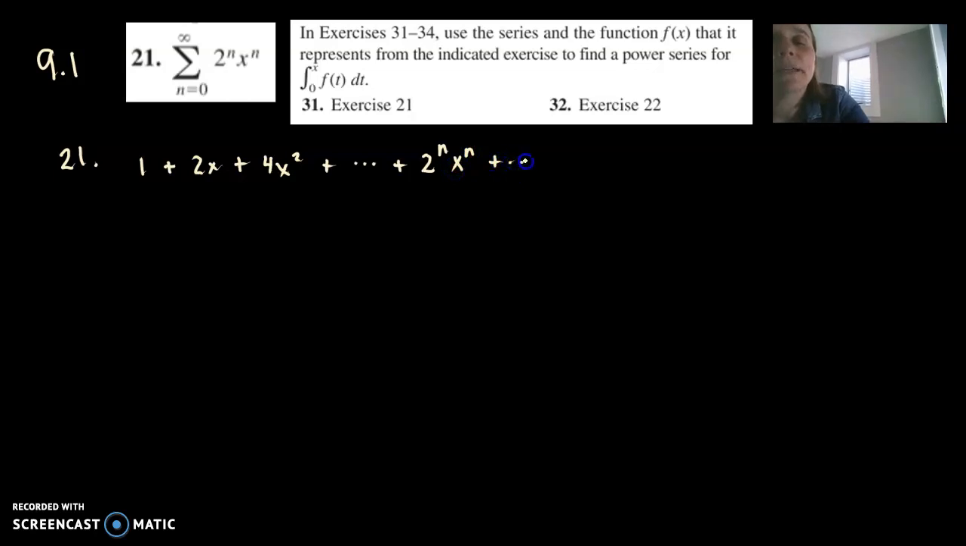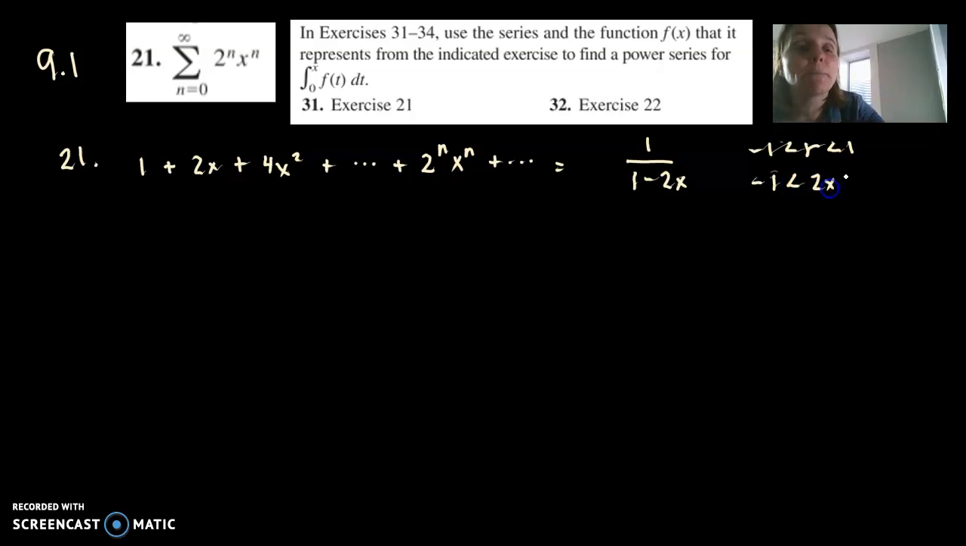Because this is geometric, it will be equal to a over 1 minus r. For us, a is 1 and r is 2x. And this is a true statement, but it's not a true statement everywhere. It's only a true statement if r is between -1 and 1. And since r is 2x, it's only a true statement if 2x is between -1 and 1.